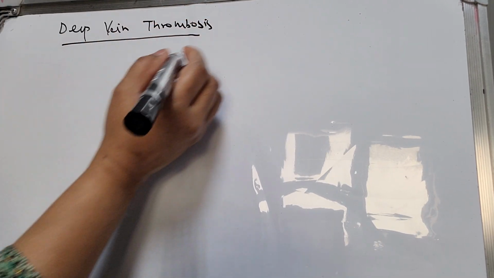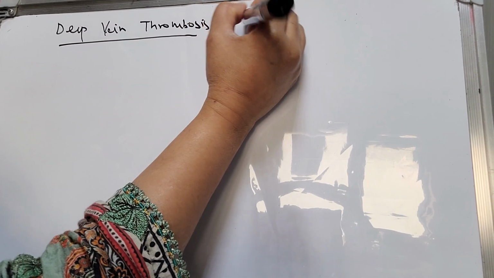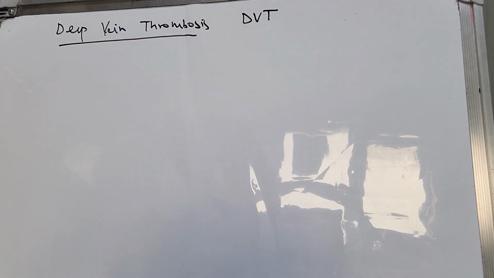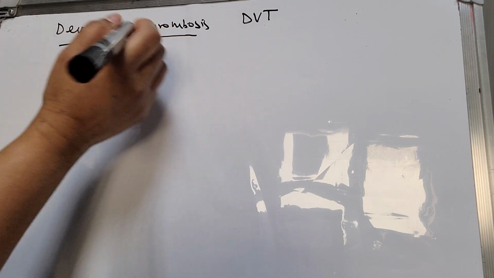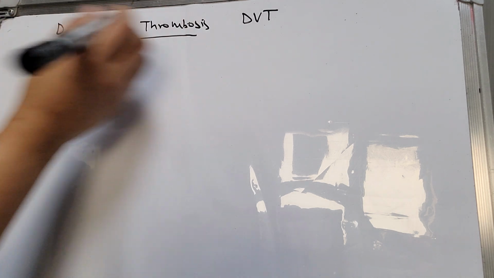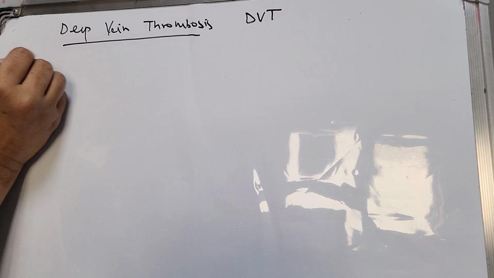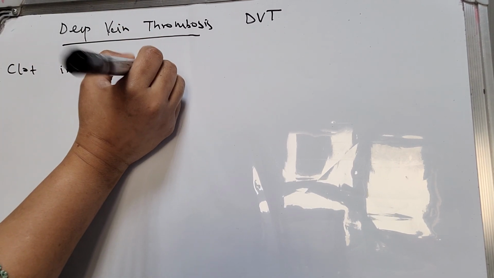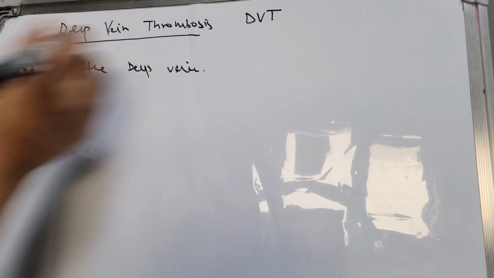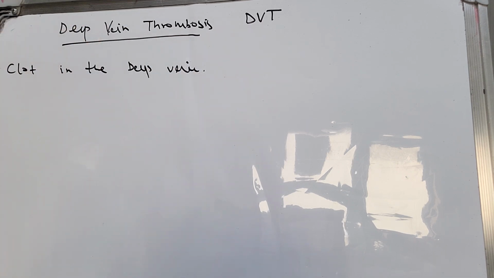Thrombosis. Deep vein thrombosis, we are also telling DVT in short form. So deep vein thrombosis, first we will talk about what is DVT. Deep vein thrombosis. Thrombus means clot. So clot in the deep vein. That is deep vein thrombosis.